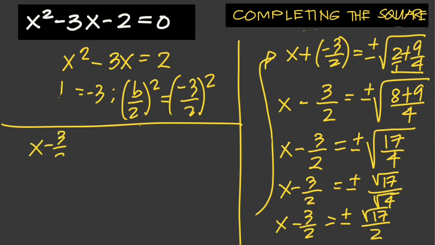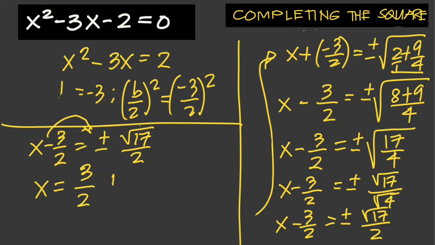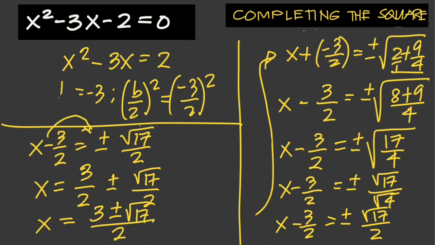x minus 3 halves equals plus minus square root of 17 over 2. So the value for x would be, we move negative 3 halves to the right, that would become positive. So this would be 3 halves plus minus square root of 17 over 2. Since they have the same denominators, we can just simply add them. x is equal to 3 plus minus square root of 17 over 2, or we can group them together.